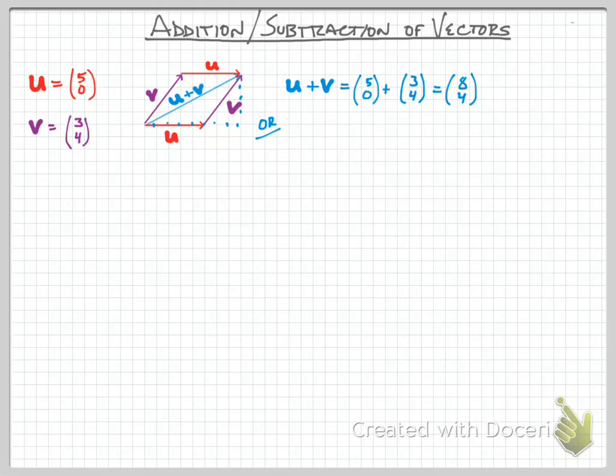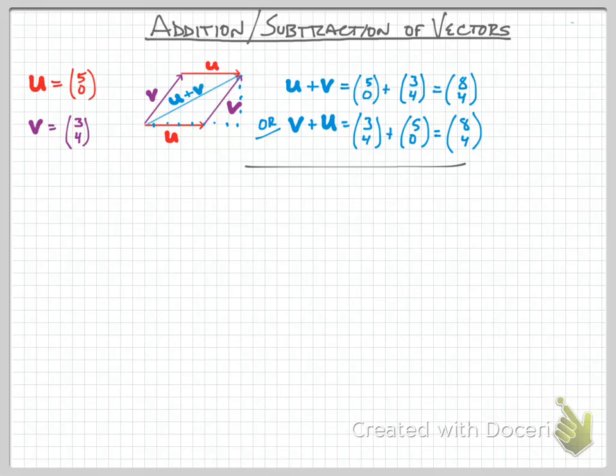So let's check with v plus u. Just to check it mathematically, you probably already figured this out. We have 3, 4 plus 5, 0, and that indeed is going to give us 8, 4, so these two things are the same. But what about subtraction? Subtraction is always a little tricky, so let's see if this works out the same way.